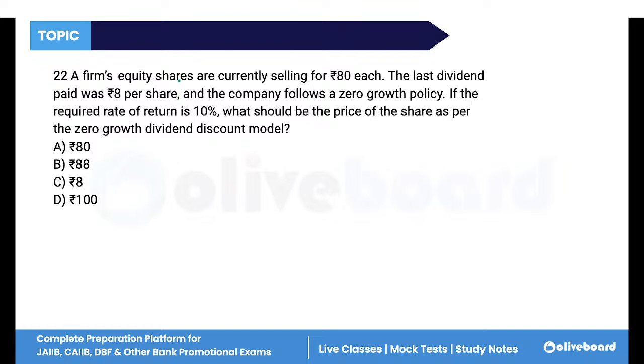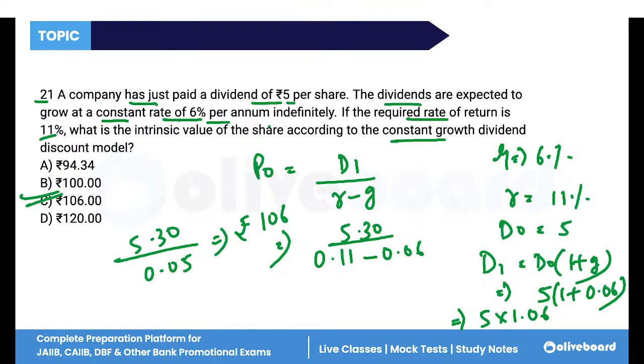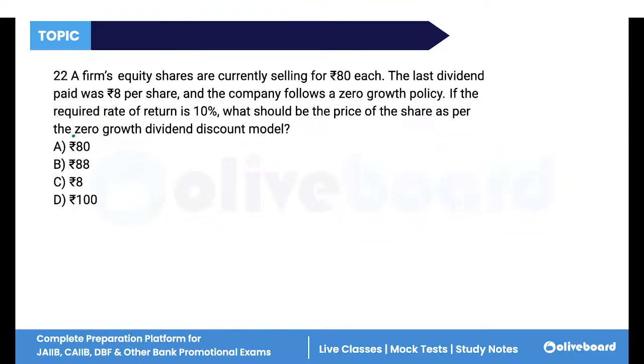Now, next question. See, in every question you were seeing that the question is asking you to find the constant growth dividend model, meaning every year there is the same type of growth. But here it is given zero growth, meaning no growth is there, and you have to find the dividend discount model with zero growth. Now, the firm's equity shares are currently selling for 80 rupees. The last dividend paid was 8 per share and the company is following a zero growth policy.